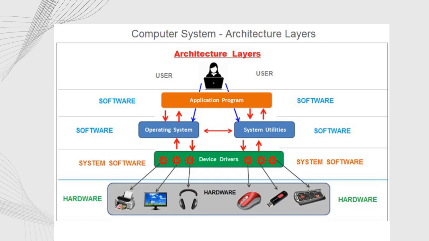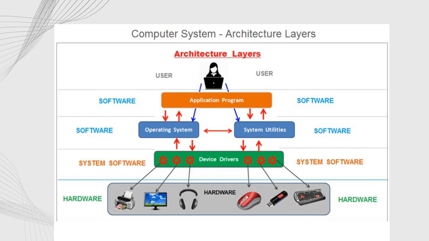Now comes the most important part, the operating system, also called the OS. Examples are UNIX, Linux, Android and macOS. The operating system is responsible for managing all the hardware and software in the computer. It controls memory, files, input and output and allows applications to run. Along with the operating system, we also have system utilities. These are helper tools like antivirus, disk cleanup, file manager and backup software that support the operating system.